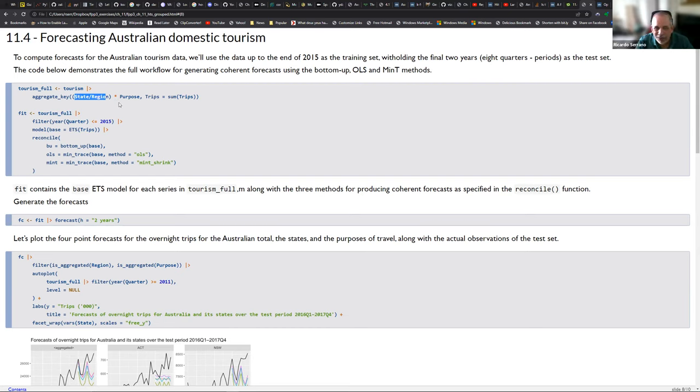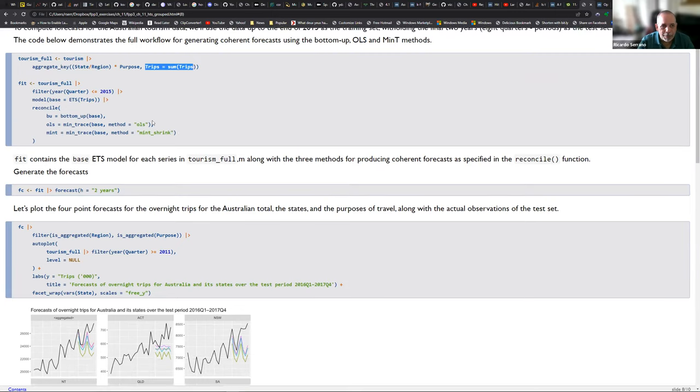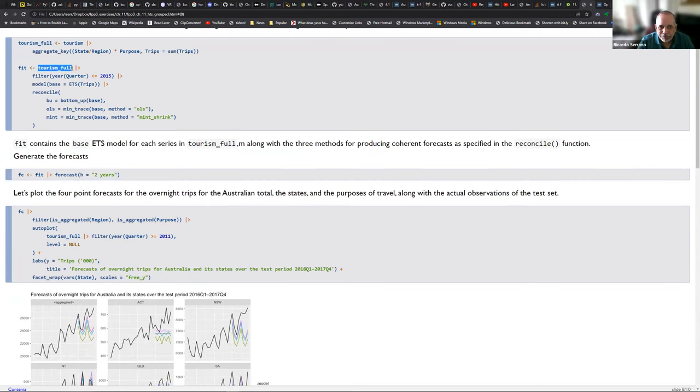and do an interaction with purpose. So purpose here is used as a factor, as a category. The aggregation is by state and by region, and you're going to sum the trips by those levels. Then you're going to fit the tourism data with ETS, and you're going to take only the periods up to and including 2015, because 2016 and 2017 are going to be your test data. And you're going to do the reconciliation, bottoms-up, which we discussed before, the OLS, ordinary linear regression, and then the MinT.